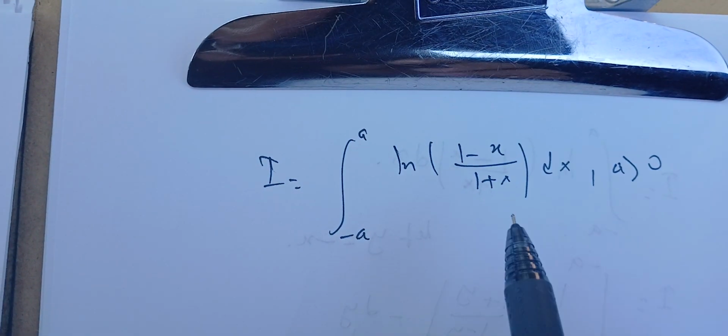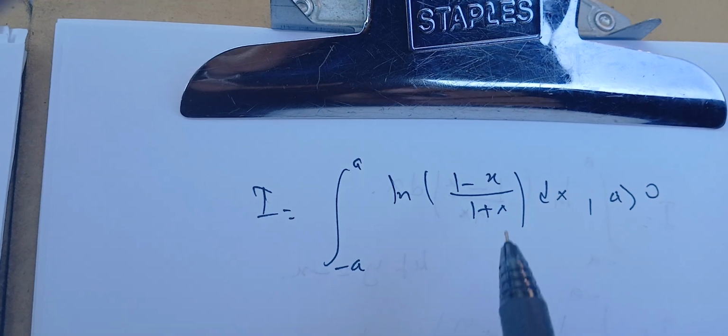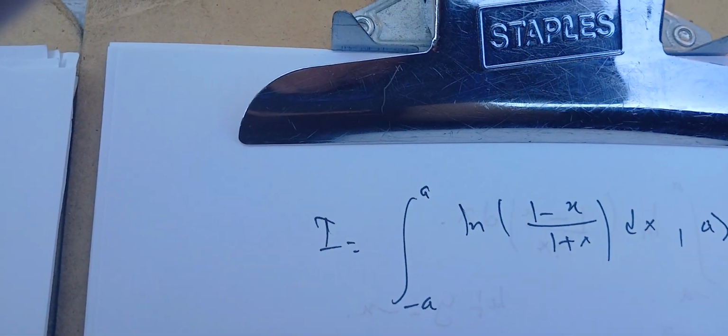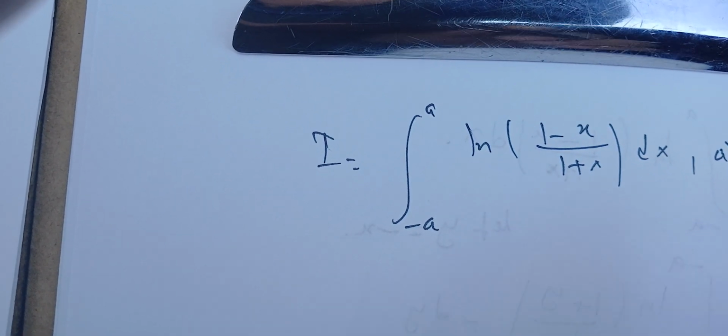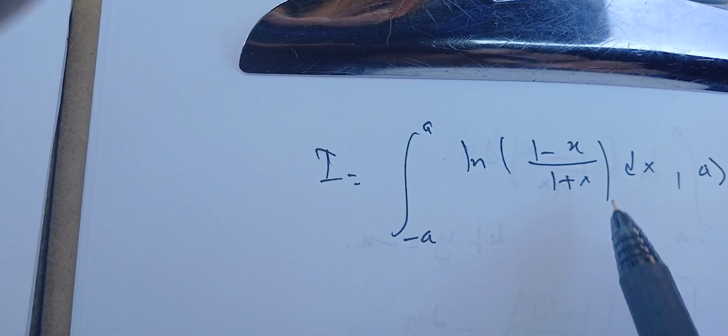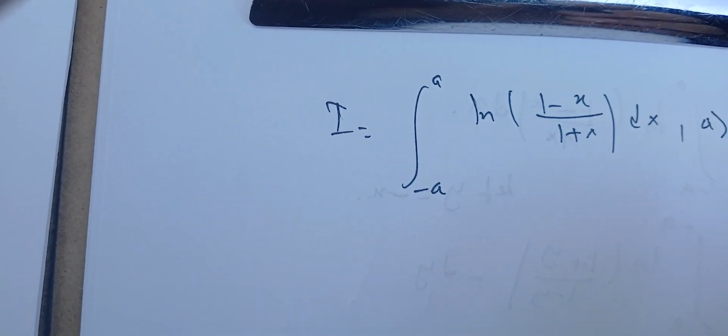Let's compute the following integral. We assume first that a is positive, and we're going to compute this integral of this function f, the natural log of 1 minus x over 1 plus x. This is a very familiar problem that we can solve by just letting y equals minus x.